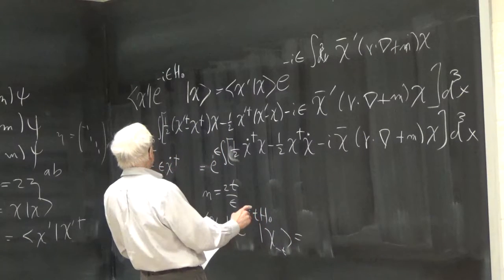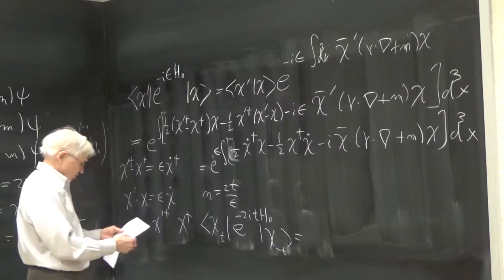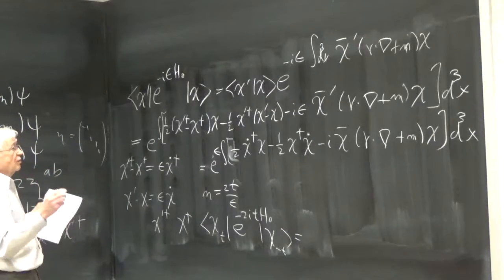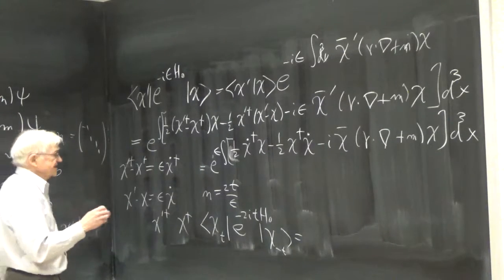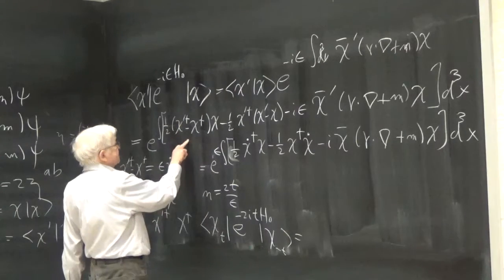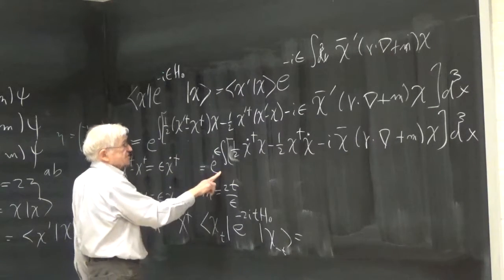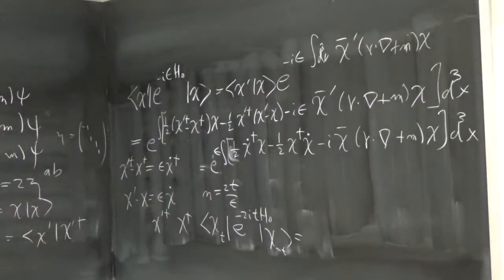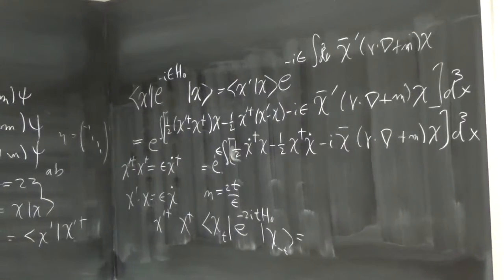Where did I, okay, hold on a second. What I forgot to say is that each time we do this, we're going to be inserting the identity operator in this form.